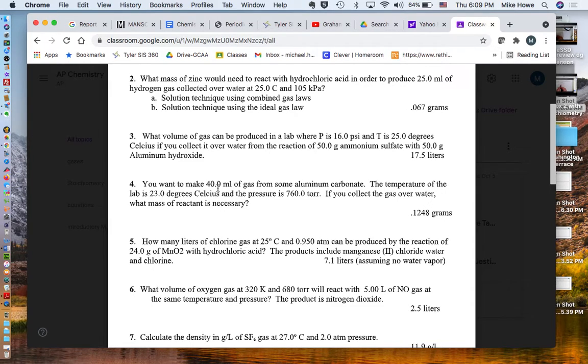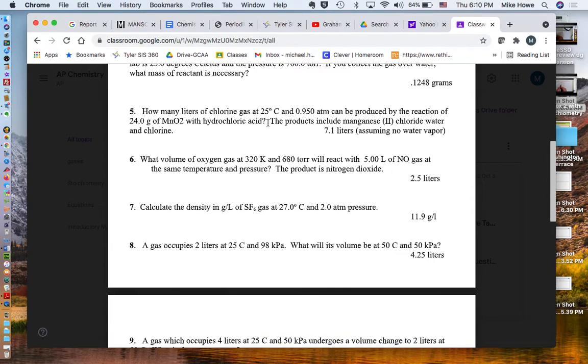All right, so you want to make 40 milliliters. You're collecting it over water, so you're going to subtract the water vapor pressure at 23 degrees. I would use PV equals nRT to find the moles of carbon dioxide, and then work backward to find moles of aluminum carbonate in grams.